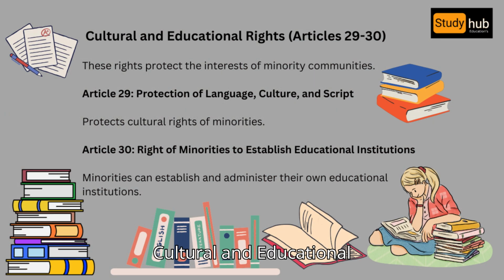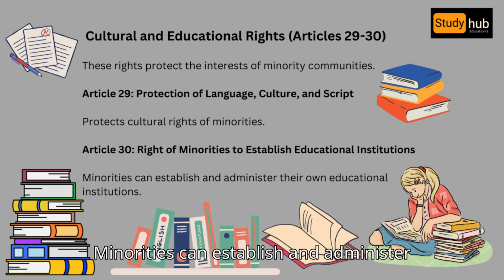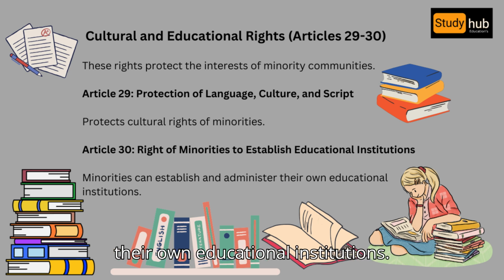5. Cultural and educational rights, Articles 29 to 30. These rights protect the interests of minority communities. Article 29, Protection of language, culture, and script. Protects cultural rights of minorities. Article 30, Right of minorities to establish educational institutions. Minorities can establish and administer their own educational institutions.